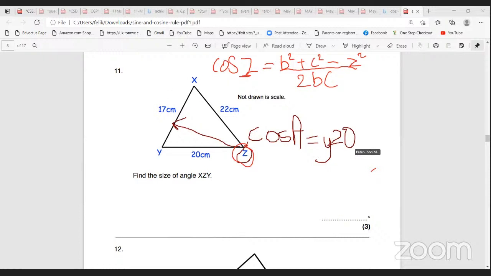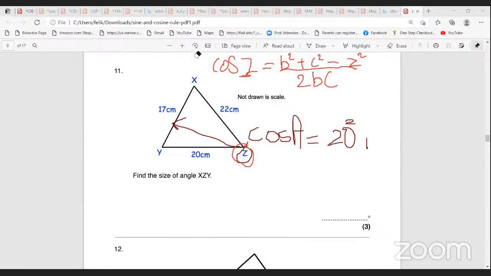20 plus. What is side y? It doesn't matter, but because you were writing y at first, I want you to know the correct side. What is side y? What is the length of y? It is 20.